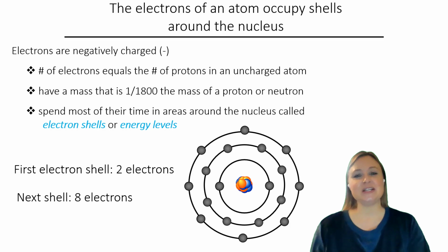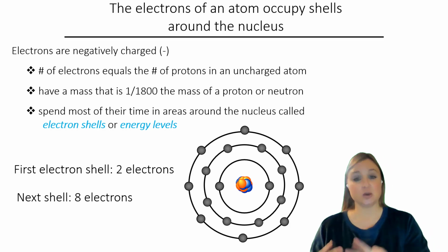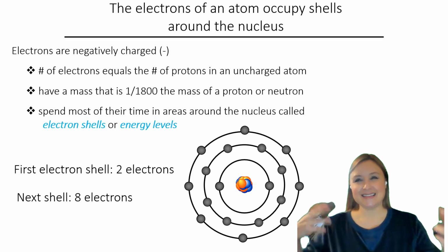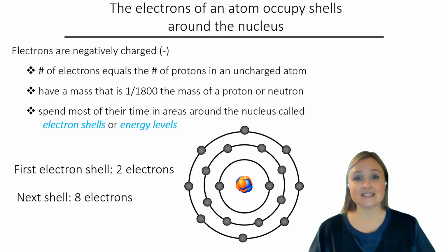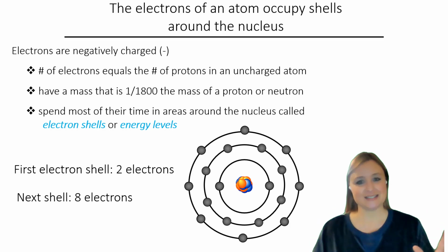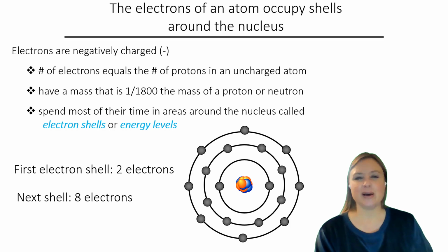For our purposes, we need to know that the first shell holds a maximum of 2, and from that point on that we're going to be talking about, the maximum will be 8. Remember that in biology, the elements that are found in living things tend to be the smaller elements on the periodic table, so we really just need to understand the basics to move forward with our discussion about how biological molecules come to be.